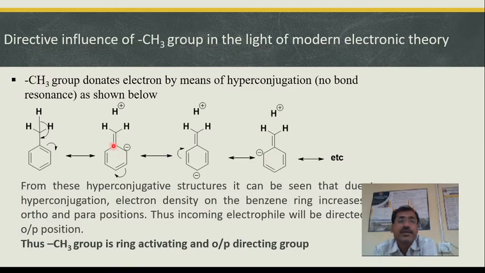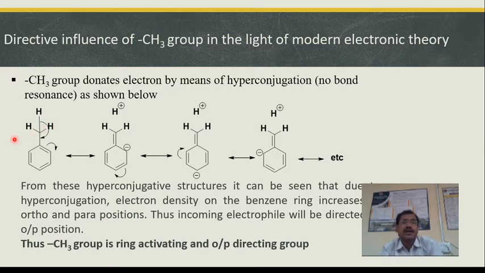So what has happened, I have shown only one hydrogen, but there are three hydrogens, so you can repeatedly draw this. I have considered this hydrogen, you can consider this hydrogen and again draw three hyperconjugative structures, and consider this hydrogen and again draw three hyperconjugative structures. So what is happening is through hyperconjugation, the carbon-hydrogen sigma bond is interacting with the pi bond of the benzene ring, and there is a shift of electrons from the methyl group.